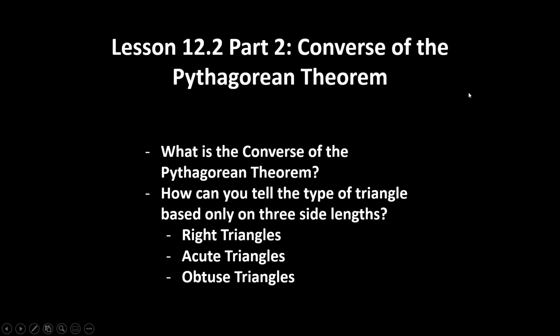This lesson is a follow-up to the previous lesson about the converse of the Pythagorean theorem. So instead of just determining whether a triangle is right or not right using this converse, we will be able to determine, based on only 3 side lengths, whether a triangle is right, acute, or obtuse.